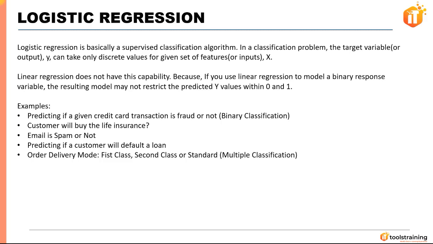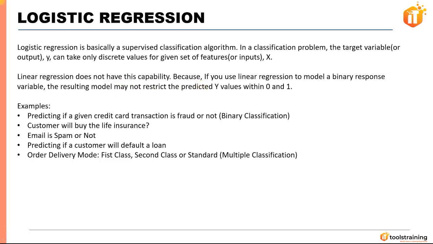So basically logistic regression does not have a continuous variable. In logistic regression we have a discrete variable. Now in linear regression we can't perform this because my values are not discrete values.